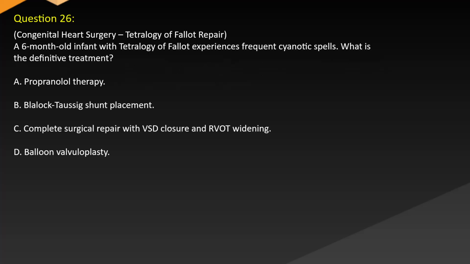Question 26. Congenital heart surgery. Tetralogy of Fallot repair. A 6-month-old infant with tetralogy of Fallot experiences frequent cyanotic spells. What is the definitive treatment? A. Propranolol therapy. B. Blalock-Taussig shunt placement. C. Complete surgical repair with VSD closure and RVOT widening. D. Balloon valvuloplasty.